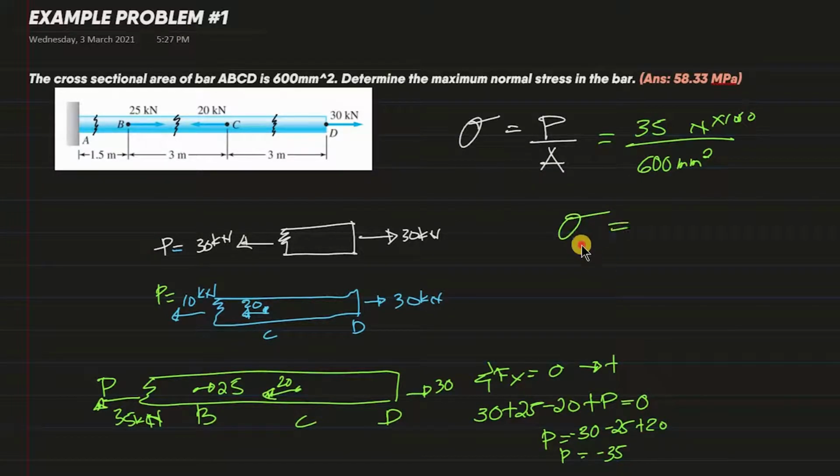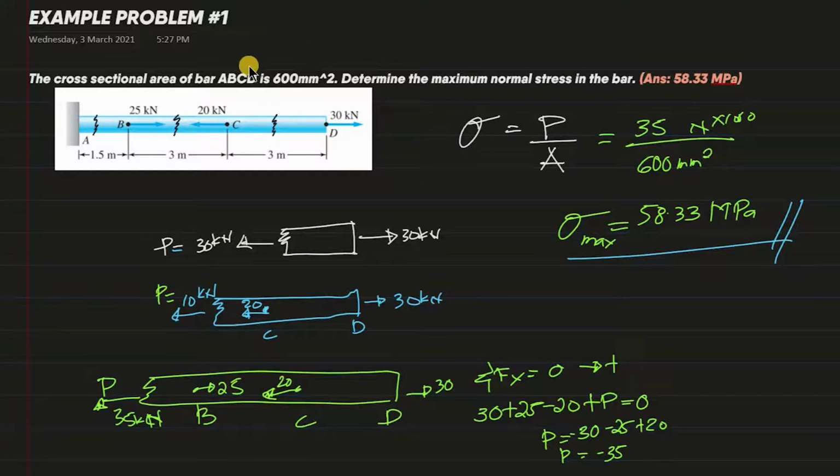The maximum stress is therefore equal to 35,000 divided by 600, and that's equal to 58.33 Newton per millimeter squared, which is equal to MPa. Huwag kakalimutan yung conversion na yan. So, ayan, this is our maximum normal stress dito sa bar na to.